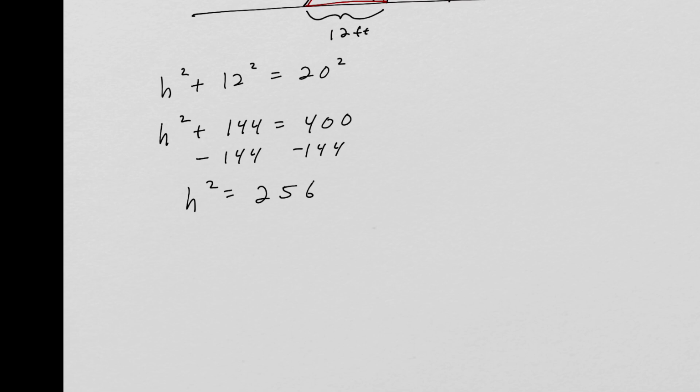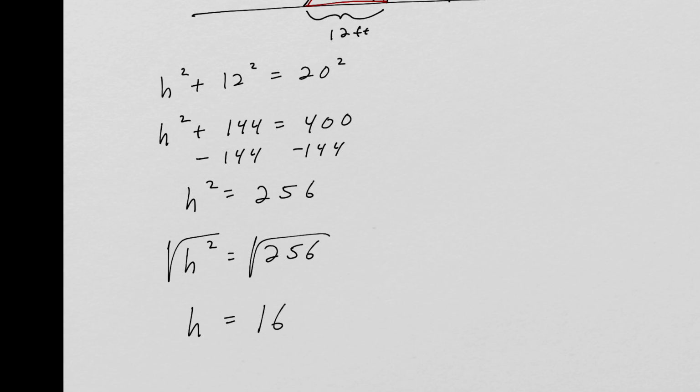And finally, how do I get h by itself? Well, I need to take the square root of both sides. So the square root of h squared is h, that's what I want. The square root of 256, you could plug that into your calculator. Actually, in this case, it also happens to be a perfect square. This is equal to 16. 16 times 16 is 256, right?